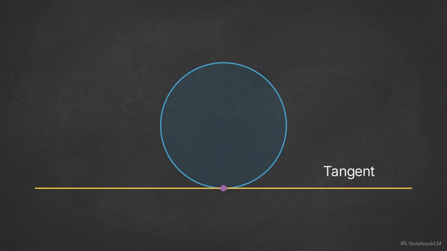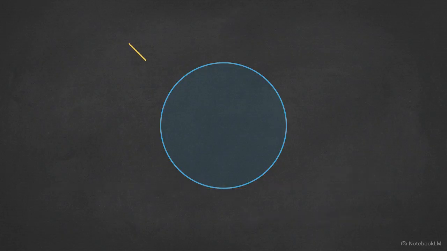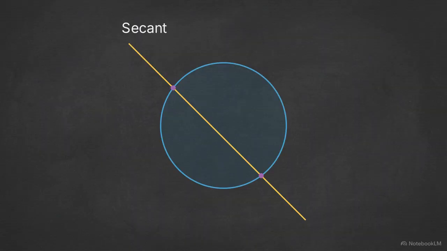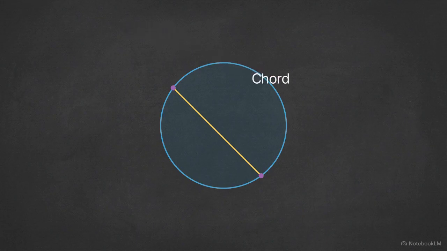The singular, precise coordinate where the straight line and the curve meet is defined as the point of tangency, or the point of contact. Now observe what happens when a path takes a more direct route. A line that completely slices through the circular basin, intersecting the curve at two distinct points, is called a secant. A secant can be an infinite line, a ray, or a segment, extending beyond the boundary. But the specific finite segment trapped entirely within the circle's interior, connecting those two intersection points, is called a chord.